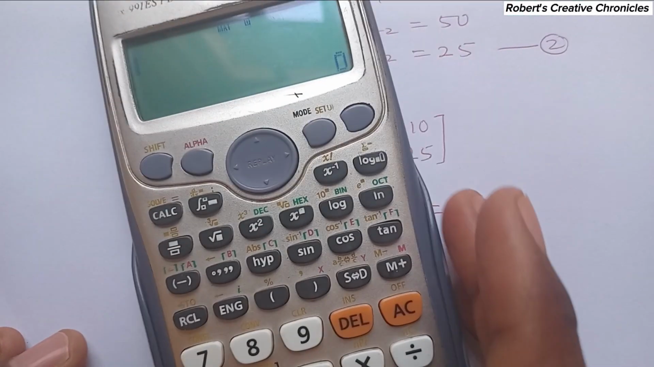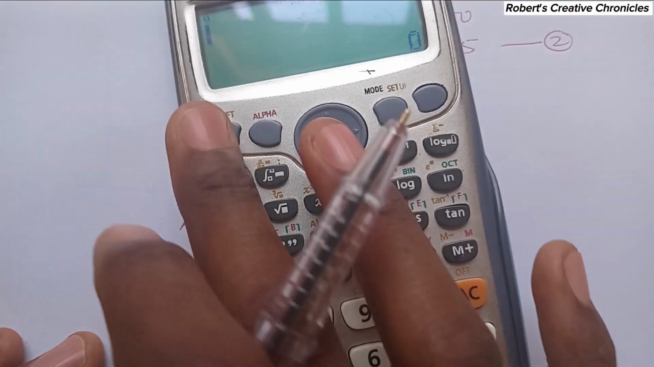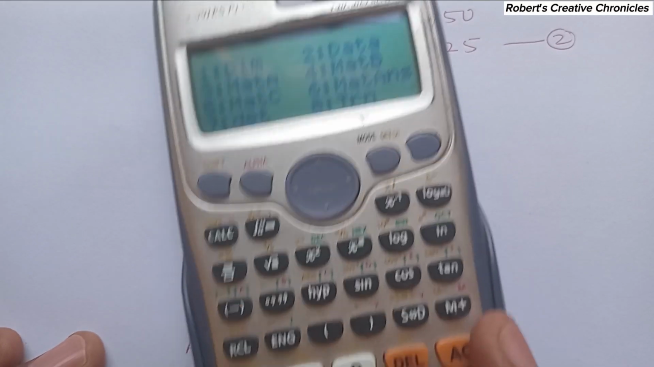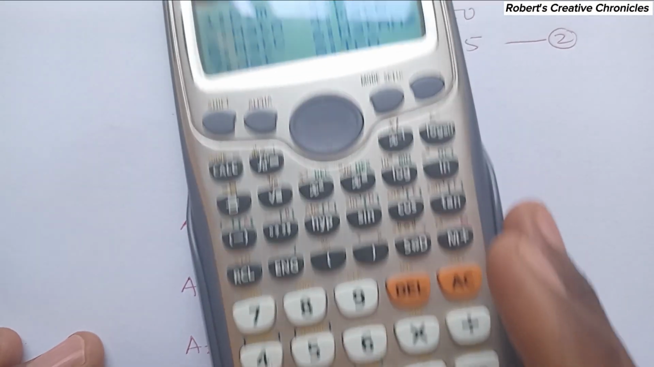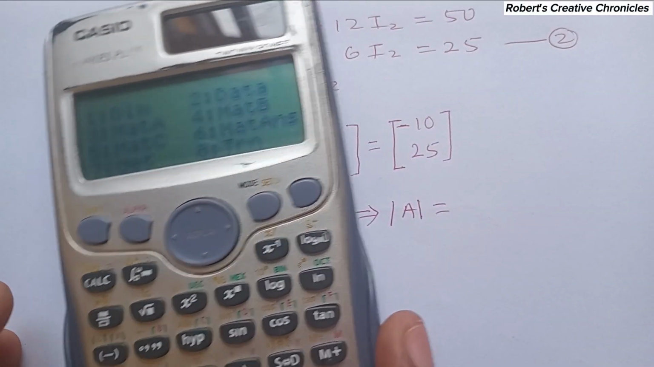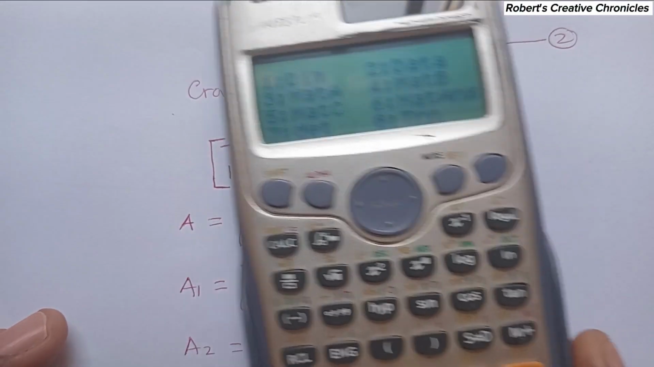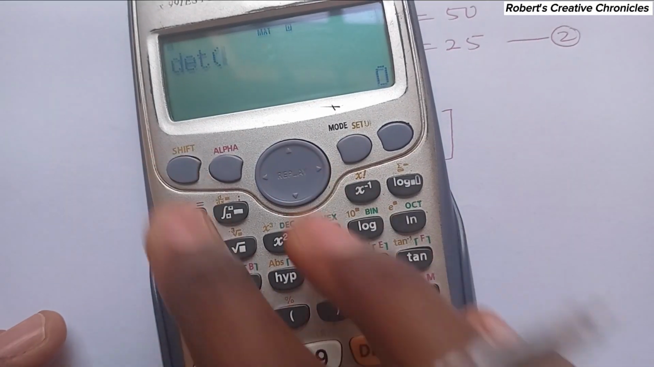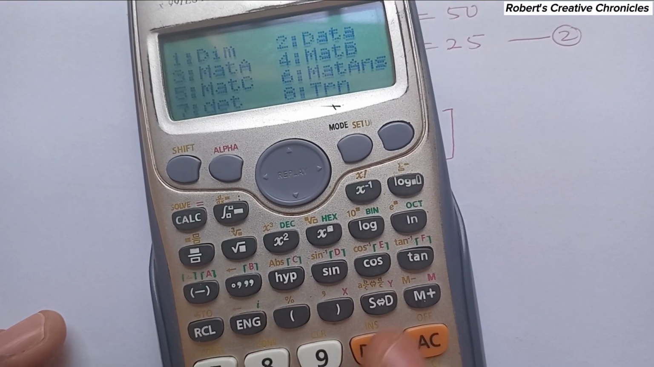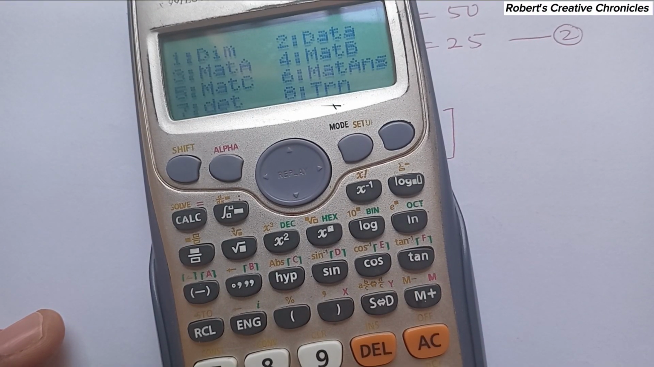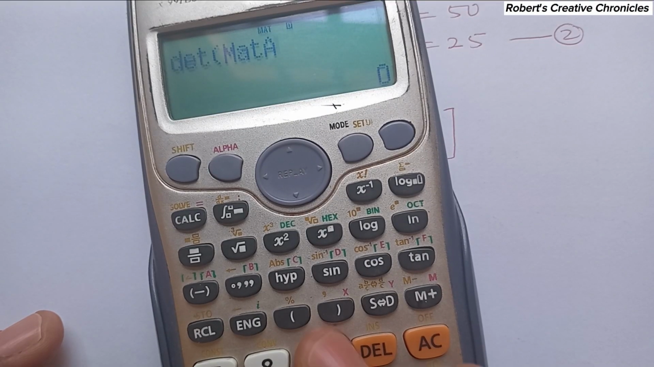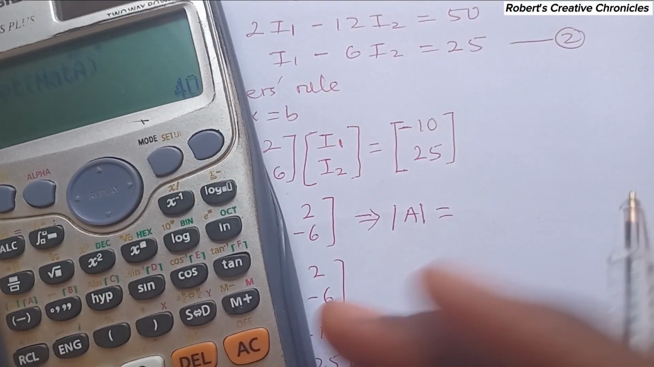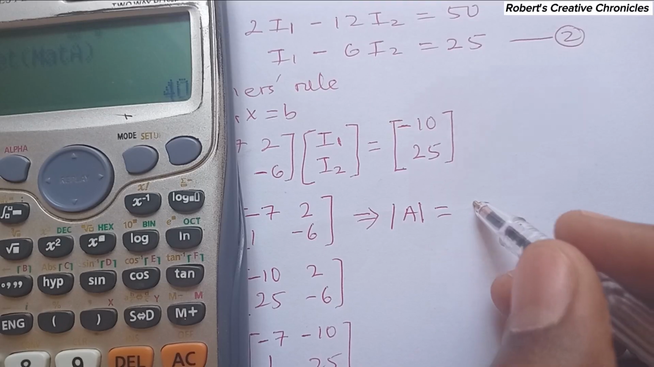Now we can find the determinant. You press shift and 4, that is for matrix. So we press determinant, which is 7. Then we press again shift and 4, then we press mat A, which is 3. Then we close the bracket. So the determinant of the first one is 40.